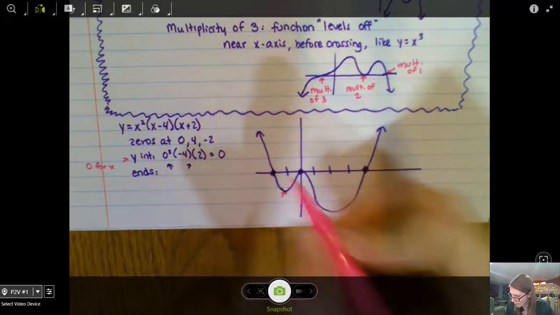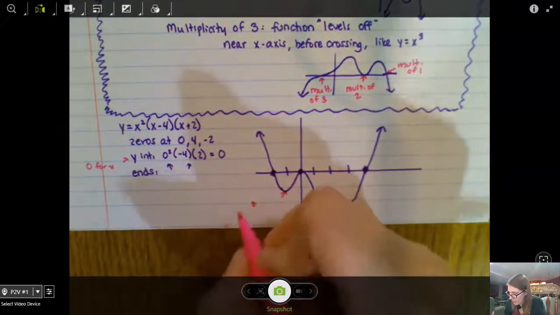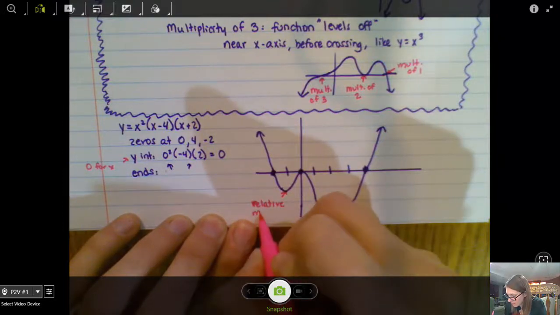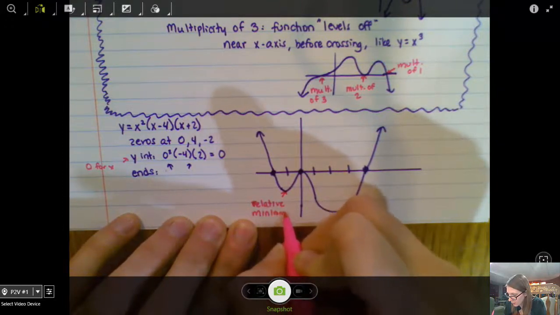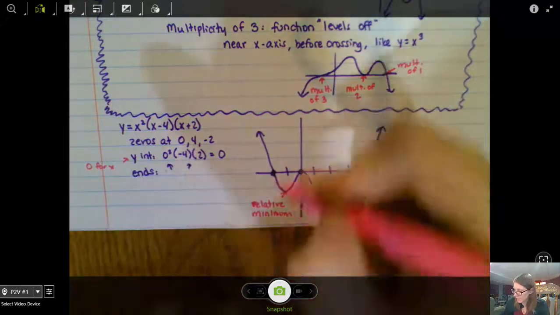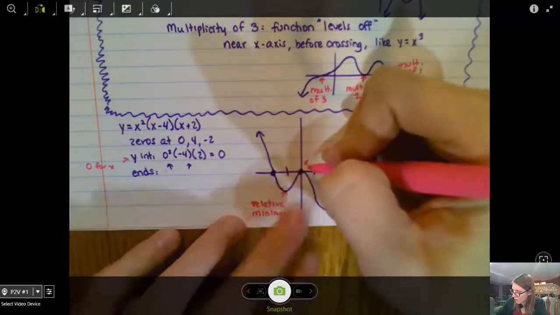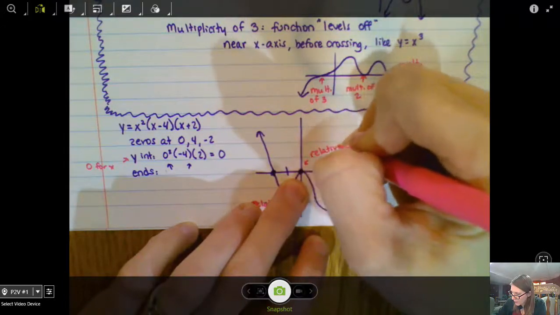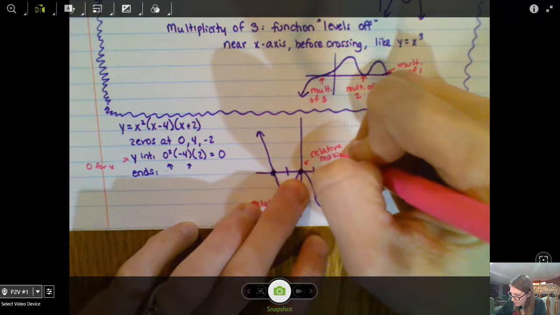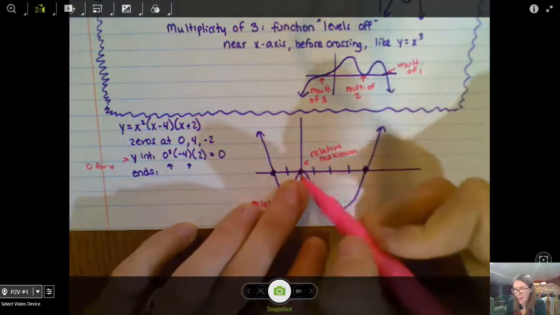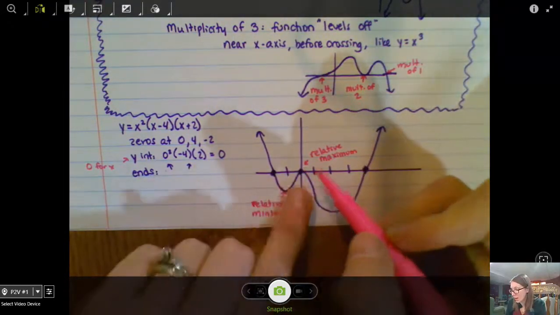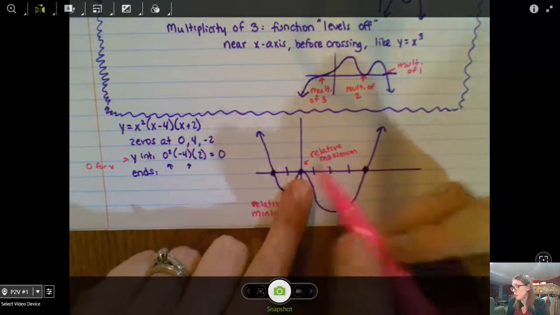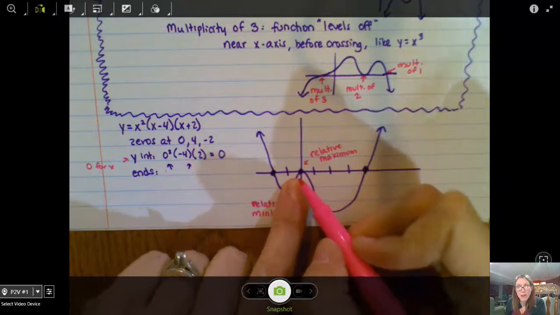Right here, this guy is a relative minimum because in the neighborhood, it is a low point. This turning point here is a relative maximum because in the neighborhood, it's our highest point. Now, the key here being a relative maximum is really important because it's a relative maximum here.